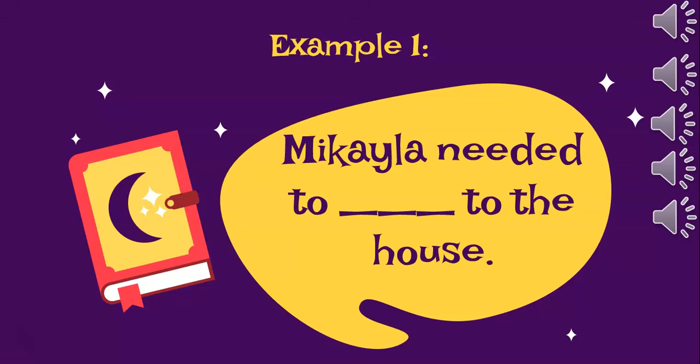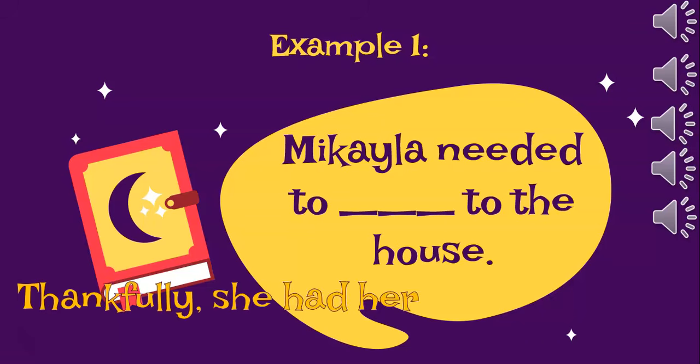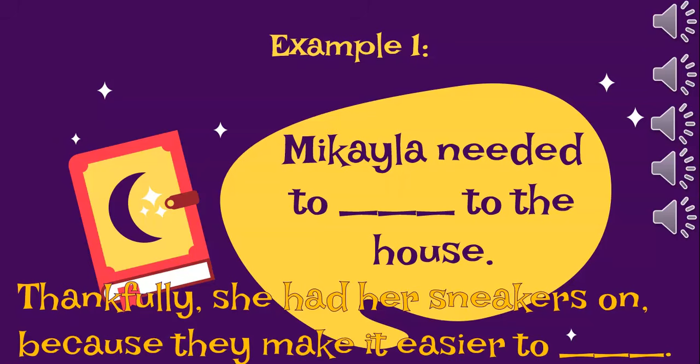Michaela needed to blank to the house. Because there's nothing in the blank, there's no way we can possibly know what Michaela needed to do. But we have another sentence, so let's take a look at that. Thankfully, she had her sneakers on because they make it easier to blank. Well, sneakers make it easier to do a lot of things, but I'm thinking the main thing that they make it easier to do is run.